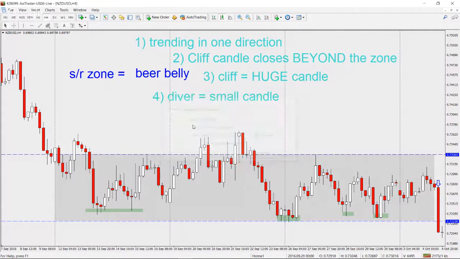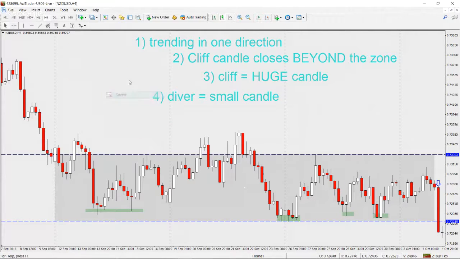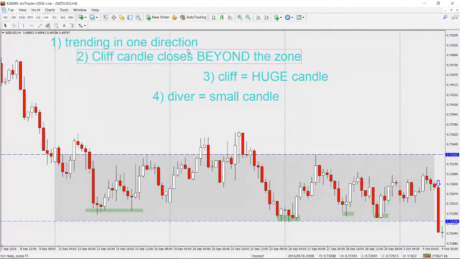The diver is small. So if there's ever any doubt, let me get rid of the beer belly stuff because we already covered that. It's kind of messing up my game here. Okay, cool.